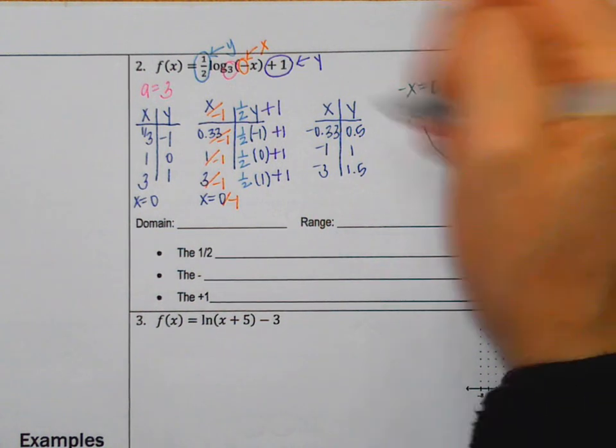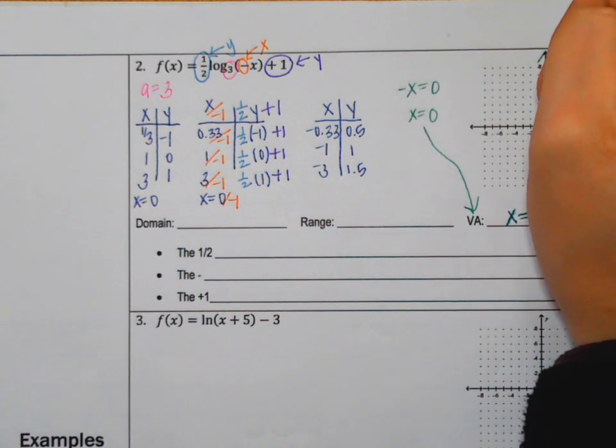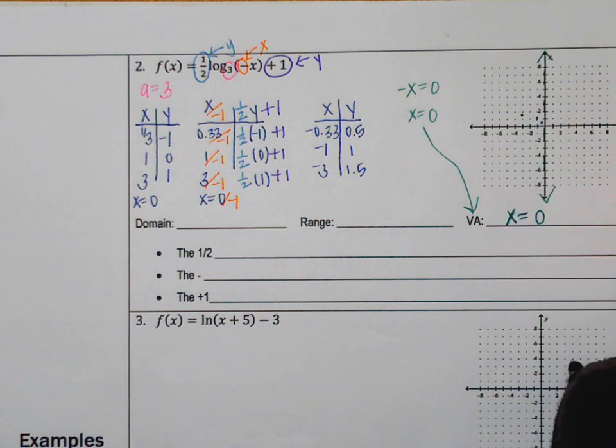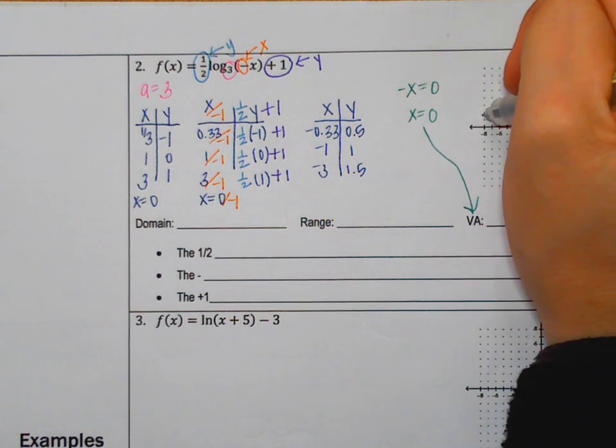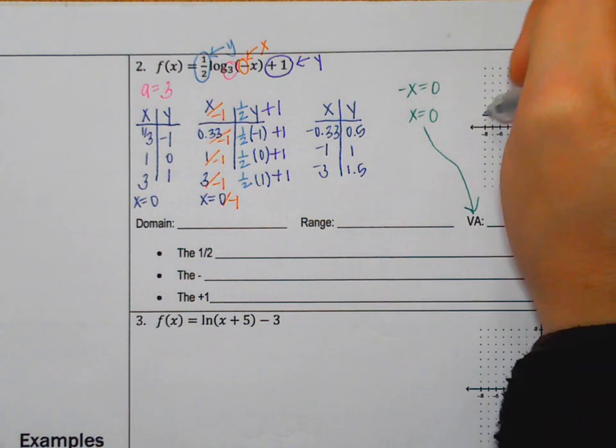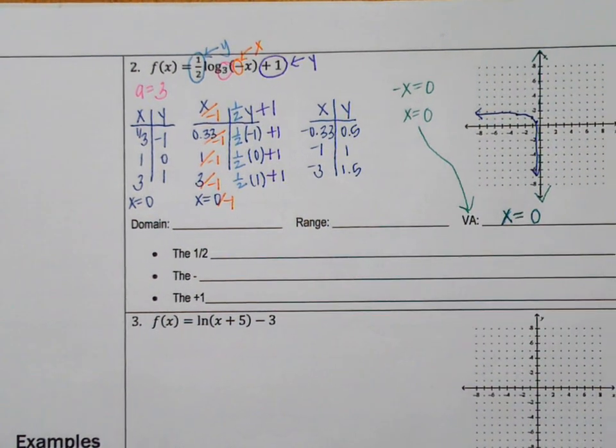So -0.33, now it's on this side, is at 0.5. -1 is at 1. And -3 is at 1.5. So again, it's that curve where it is hugging the asymptote and then it takes that sharp turn.